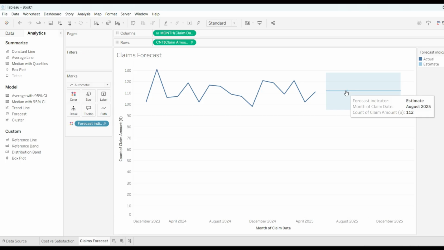All right. So our data, actually, the forecast is going to be relatively flat with a moderate confidence band. So this tells leadership that they should expect claims volumes to continue at roughly the current pace, give or take. No big dramatic surge. So the forecast is forecasting about 112. All right.